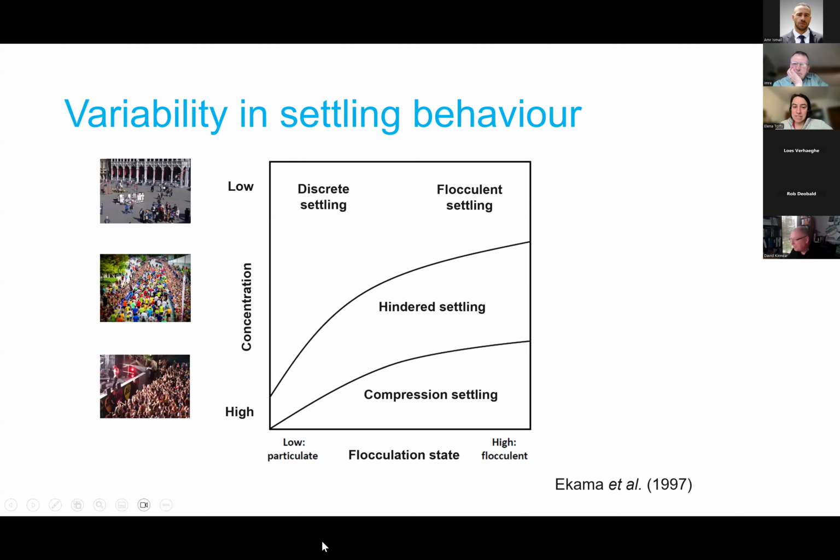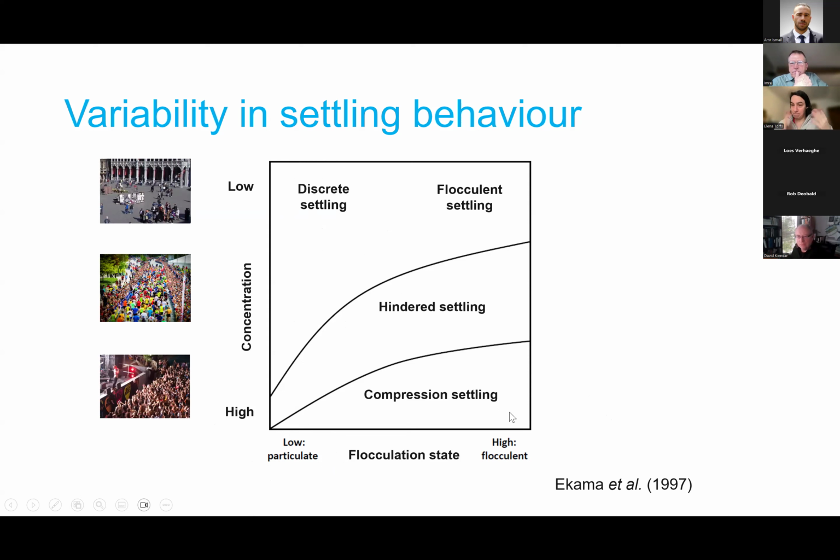So you can see this a bit in this figure where you have on the y-axis concentration going from high to low, and on the x-axis flocculation state, with on the left low flocculant, so particulate flocs, and on the right high flocculant. You will see that in the particulate phase on the left, you will have discrete settling up until much higher concentration. So it will take higher concentrations to reach hindered or even compression settling.